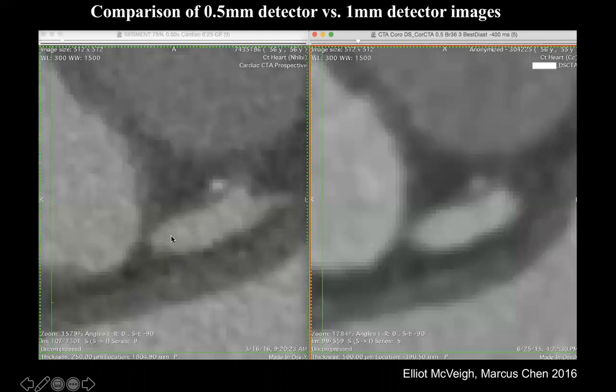Here's the left main, that tiny piece of calcium here, what it looked like on the standard scanner versus what it looks like on this. You can see the background noise is higher because the number of photons per detector is lower, and so you're going to get more variation in each one of these pixels. But the peak signal of this calcium is higher than in here.